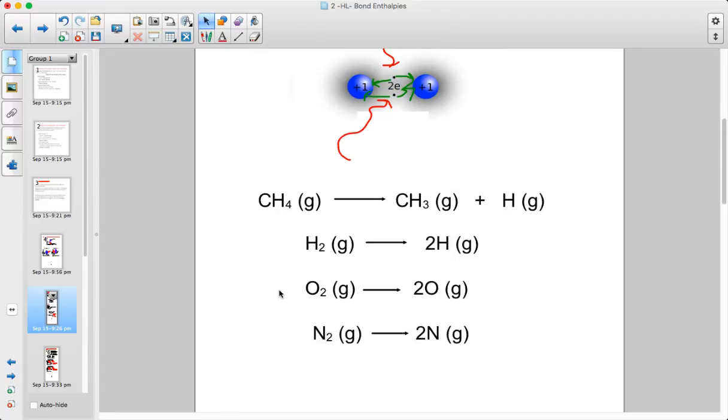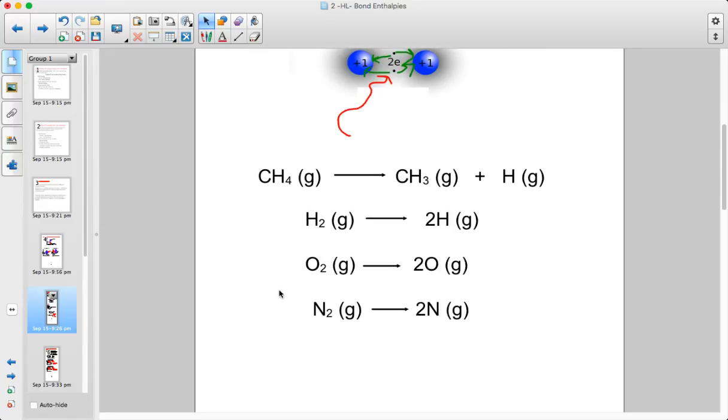Ways to illustrate these bond enthalpies. If you're going to use a chemical equation, make sure everything is in the gas phase, because that's part of the definition. Bond enthalpies are measured in the gas phase. And just show that one bond is being broken. So if this is methane, afterwards, one of the H's is separate. So this is an illustration for the C to H single bond enthalpy.